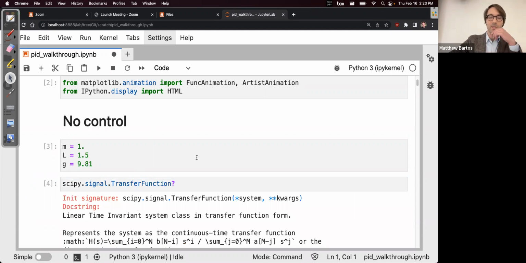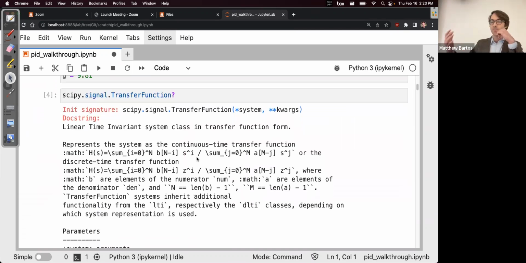And I'll just call the documentation. So this is a class for representing transfer functions. It's built right into the scipy library. Note that MATLAB has this exact same function. The one in scipy is just a copy of the MATLAB implementation, essentially.